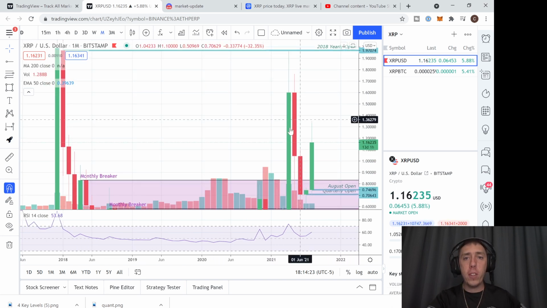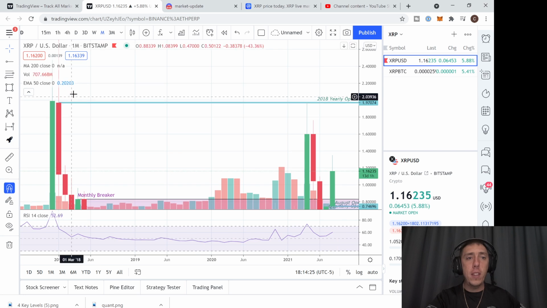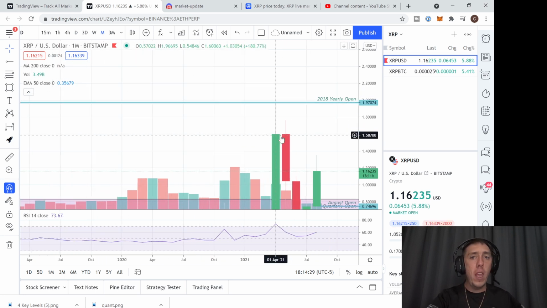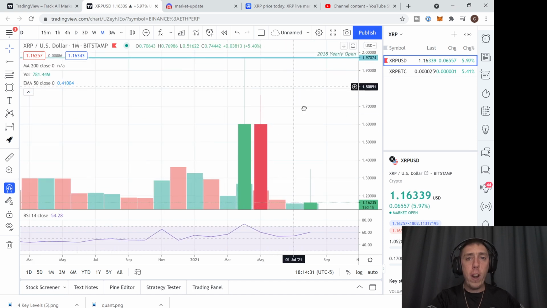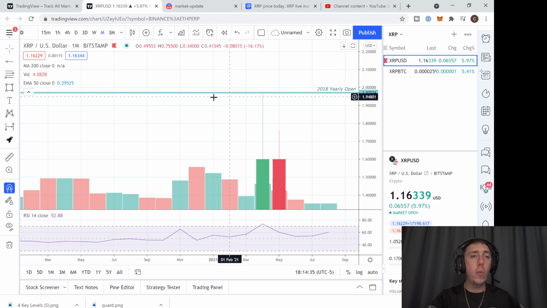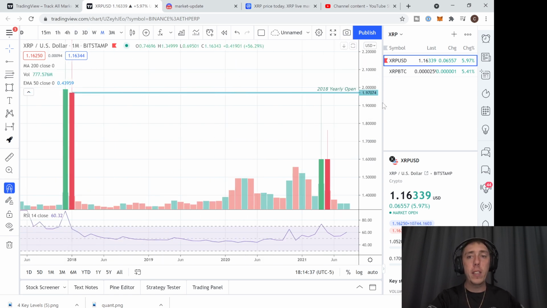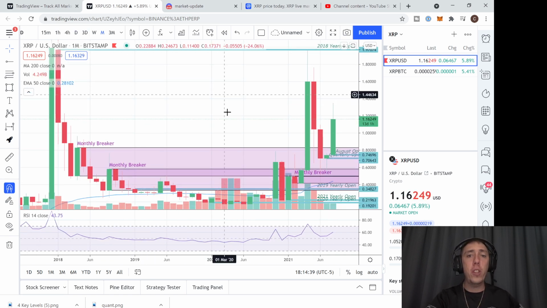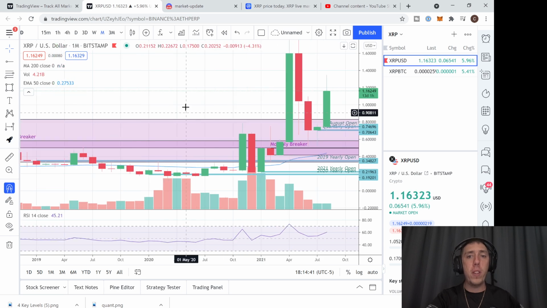Now, if you look at this, like I told you guys, these levels are very significant, right? I drew the 2018 yearly open, and if you zoom over here, look, where do we find resistance at? 2018 yearly open. Wow, that's pretty interesting, huh? Exactly, guys. I'm telling you, these levels are very, very important. You need to remember where these things are at.